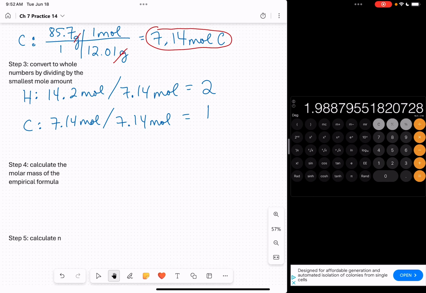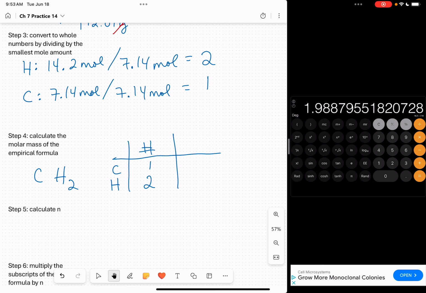So the next thing we need to do now that we have the empirical formula CH2 is to calculate the molar mass. So I'm going to use my little grid here. I have carbon and hydrogen, and there's 1 carbon and 2 hydrogens. The molar mass of carbon is 12.01 grams per mole. The molar mass of hydrogen is 1.008 grams per mole. And we multiply across and add down.